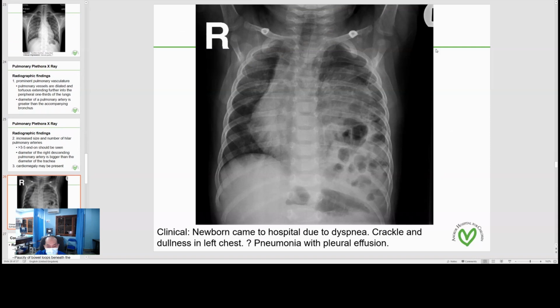In the next case, a newborn came to hospital due to dyspnea, crackles, and tiredness in the left chest, with concern of pneumonia with pleural effusion. But the finding on chest X-ray is different from what we were concerned about. We can see a thin opacity with defined shape and continuous bubbles from the abdomen into the left hemithorax, where we cannot find the definite diaphragm. So this case more likely indicates congenital diaphragmatic hernia with mediastinal shift to the right.